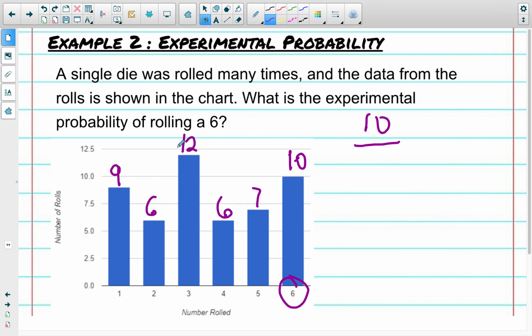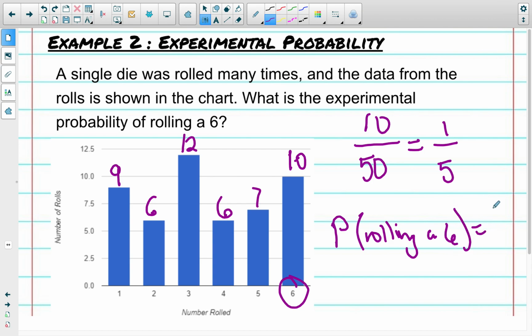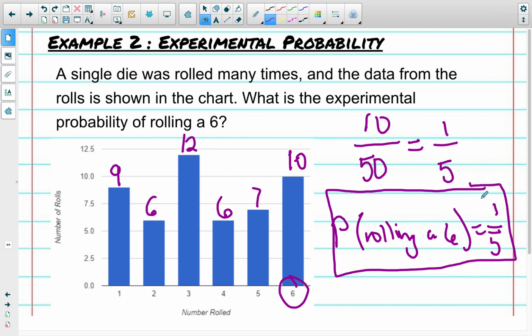So 12 and 10 gives us 22, plus 7 gives us 29, plus 6, 35, 41, and 50, I believe. So 10 over 50 is 1/5. So the probability of rolling a 6 equals 1/5 in this case. But in theory, it should be 1/6. So in this experiment, we rolled a 6 a bit more often than we would normally expect.